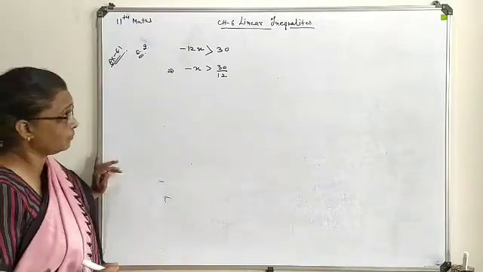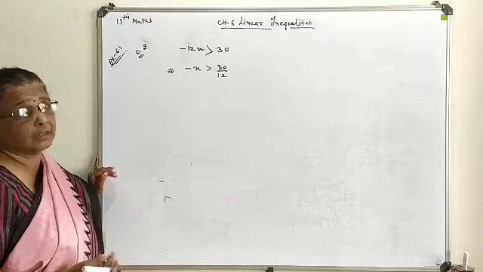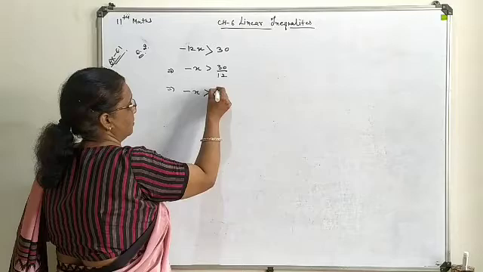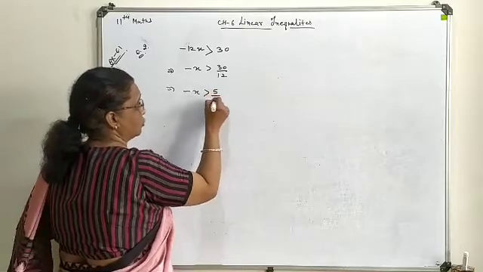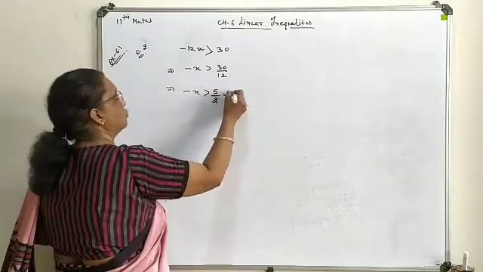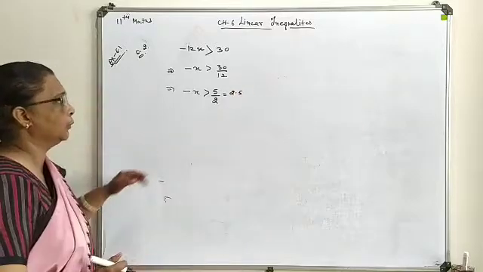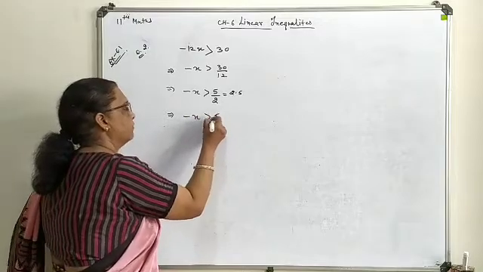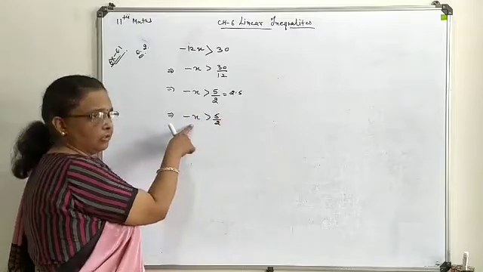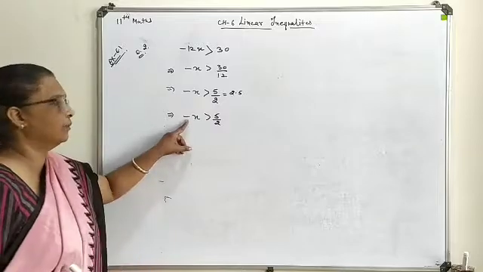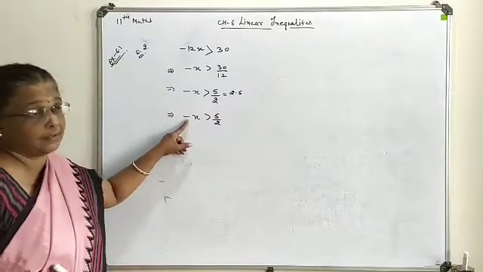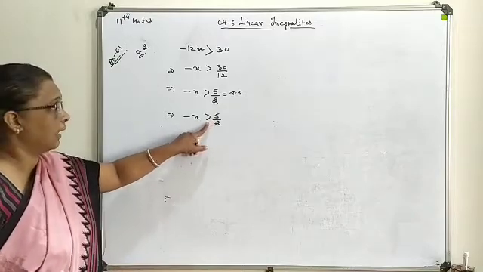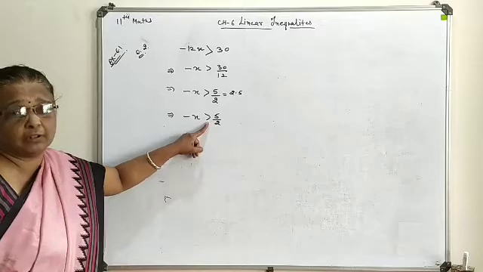Here it gets cancelled by 6. So this will give you minus 6 on one side and 5 upon 2 on the other, which means 2.5. Now minus x is greater than 5 by 2. So this minus also has to be removed, and whenever you remove the minus sign on one side, the sign in between will also be inverted.